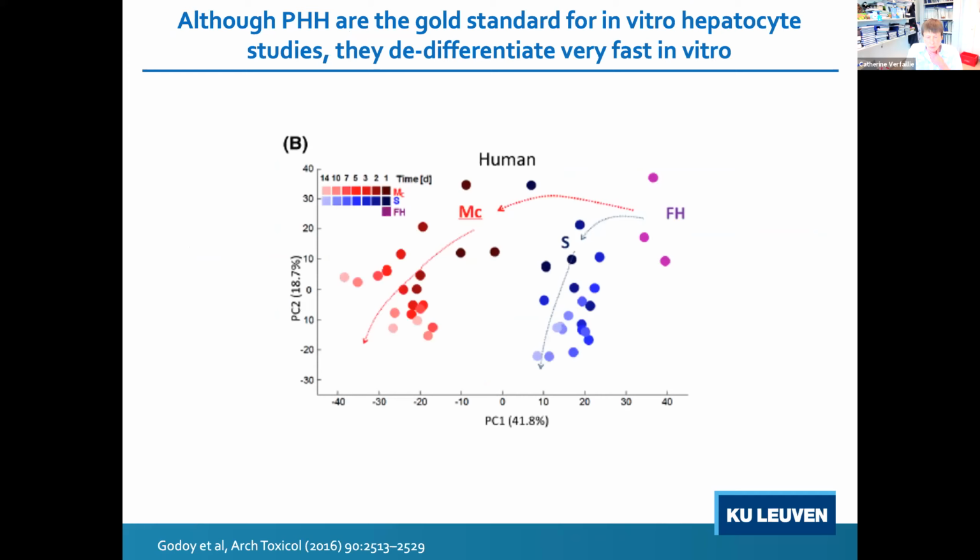Just an example from a paper from Godoy et al., where they showed that if you start with fresh human hepatocytes and you look over time in culture, what happens to them is that you can see that there is de-differentiation if you culture the cells. In 2D cultures, it is a bit less pronounced if you do a sandwich culture, but still there is de-differentiation, which is still happening for hepatocytes in vitro. And this really also means that you lose CYP450 functions and a number of other features that you need to do toxicology.